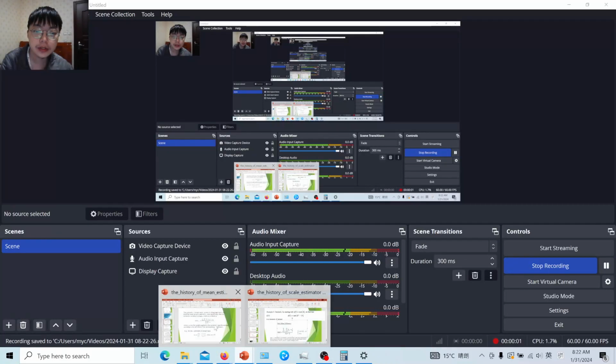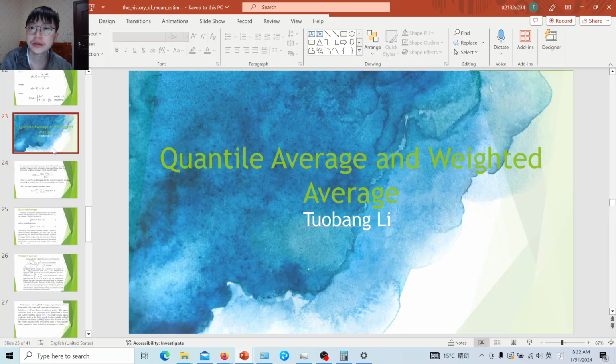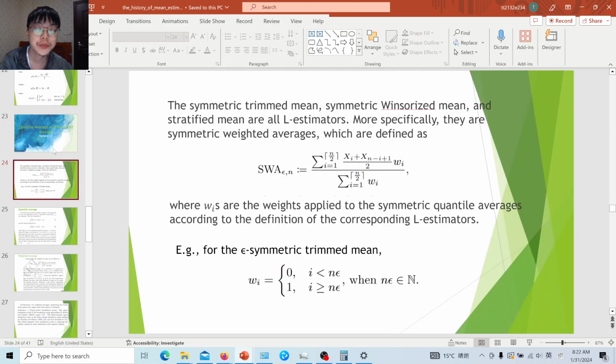Hello, now I will start to introduce my work. First is quantile average and weighted average. Previously, I introduced Daniel's work on trimming and also Windsor's work on the Windsorized mean. These are all linear combinations of order statistics.